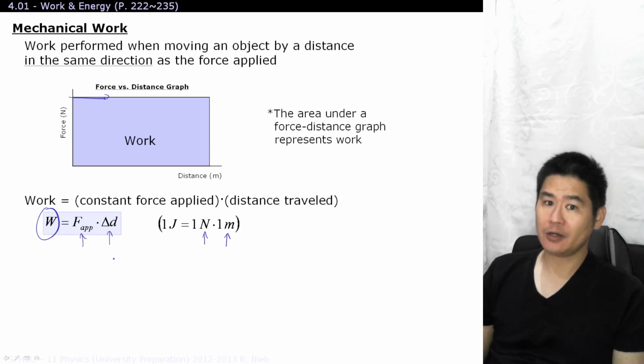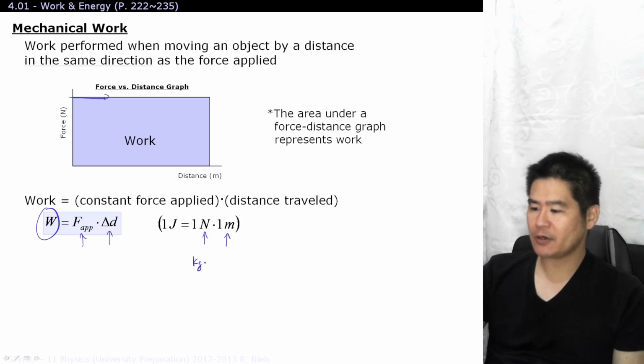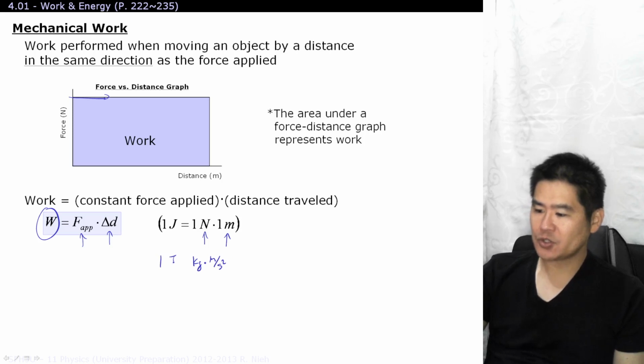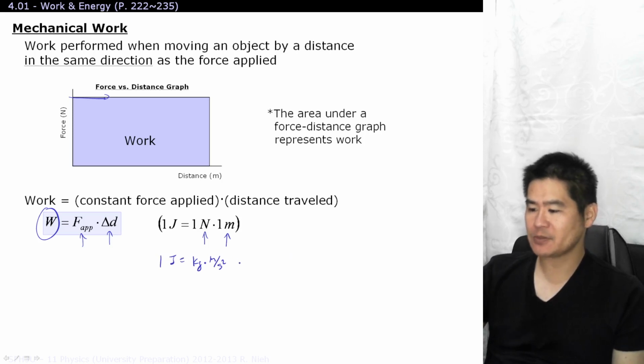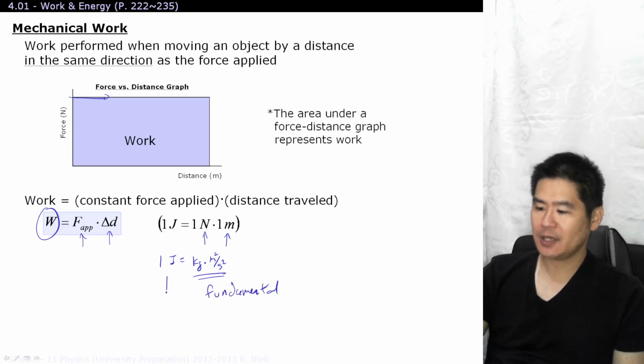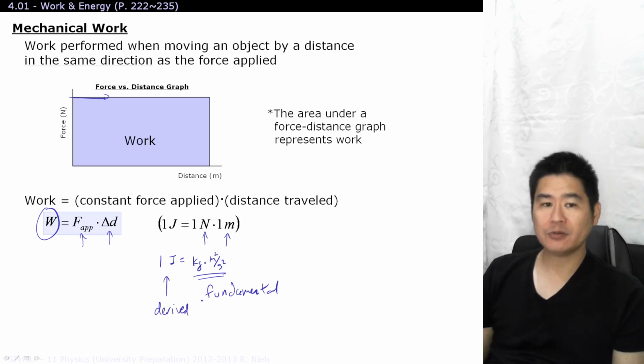And a Newton is not a fundamental unit either. If you recall, a Newton is equal to a kilogram times a meter per second squared. So 1 joule is equal to a kilogram times a meter per second squared times another meter, or you could just do kilogram meter squared over second squared. These are the fun and exciting fundamental units, and this is the derived unit. So both newtons and joules are derived units.